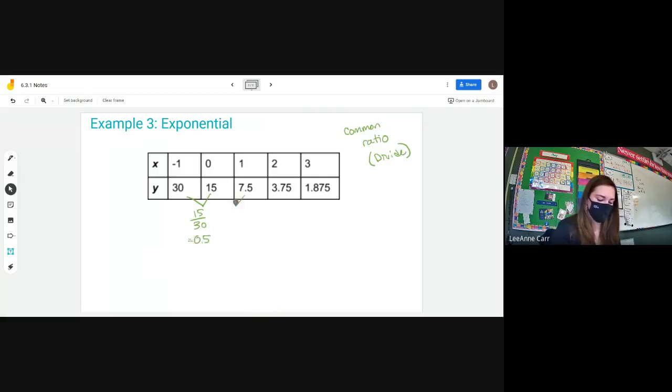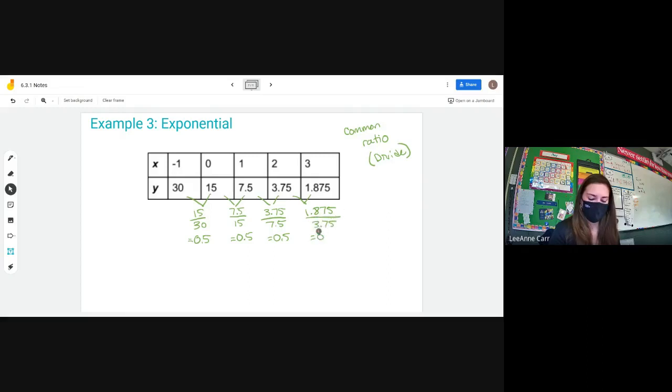Then I'm going to do 7.5 divided by 15, which would give me, again, 0.5. And I keep doing this. I keep doing the term divided by the previous term. And each time I am getting 0.5. And again, don't be afraid to use your calculator here. That is okay. We have not outlawed that.